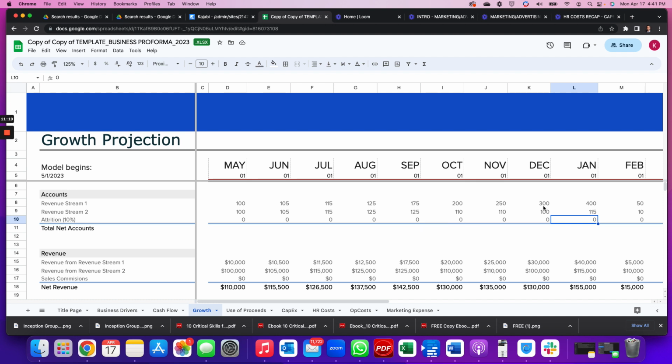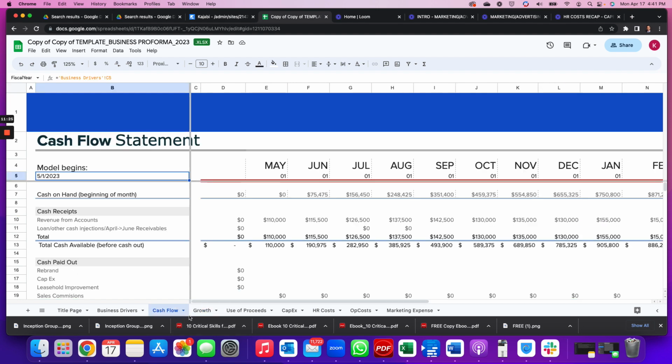And then you can adjust accordingly. And that's how you can use this as a roadmap. So let's see what that did to our cash flow tab now. So there we go. Now we're in the clear. We are no longer in the red. Now we're actually making money, and we have some cash on hand.